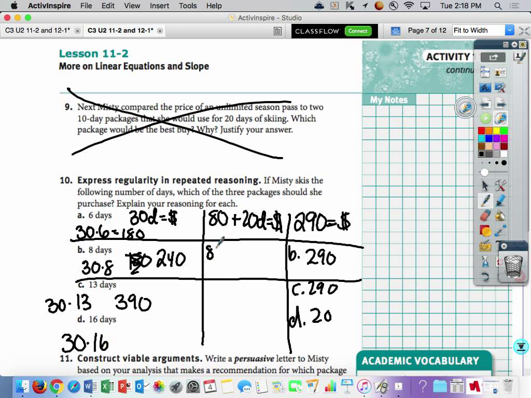Now we're going to go up here. We do 80 plus 20 times 8. 20 times 8 is 160. 160 plus 80 is going to be 240. Okay. Then we're going to do 80 plus 20 times 13. 20 times 13 is going to be 260. 260 plus 80 is going to be 340.